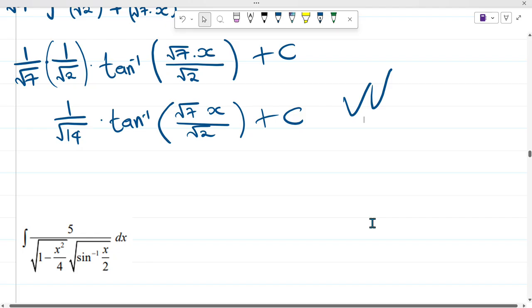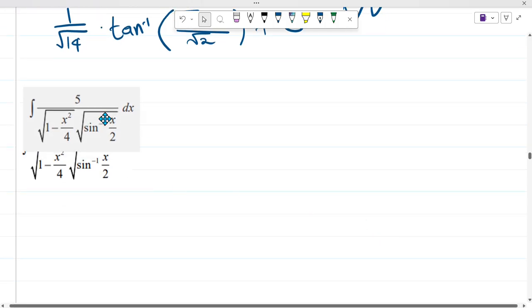I hope you got it as well. It was an easy one. So let's see if you can solve this following one. This following one, it's easy as well.